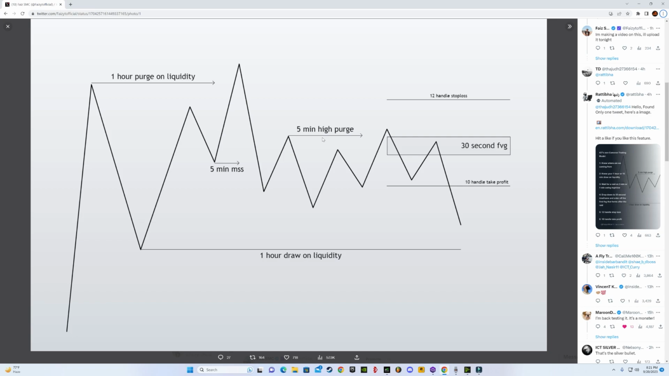Right? Then you simply wait for price to create a 5-minute swing high, which price created right here and also right here. Now, the next step is that you have to wait for price to take out that swing high on the 5-minute time frame. As soon as price takes out the swing high, drop down to 30-second, look for a fair value gap that forms, and then you take your entry, go for 10 handle take profit, 10 handle stop loss.